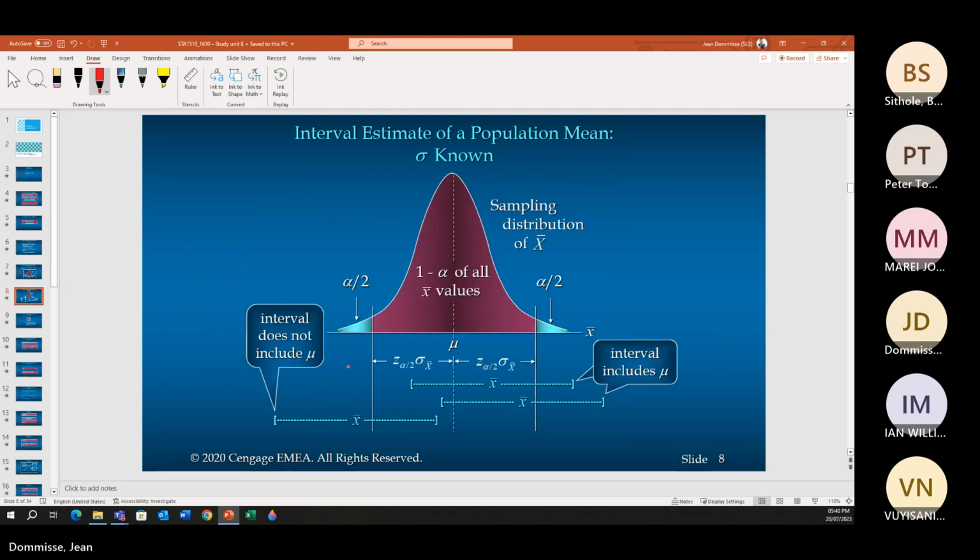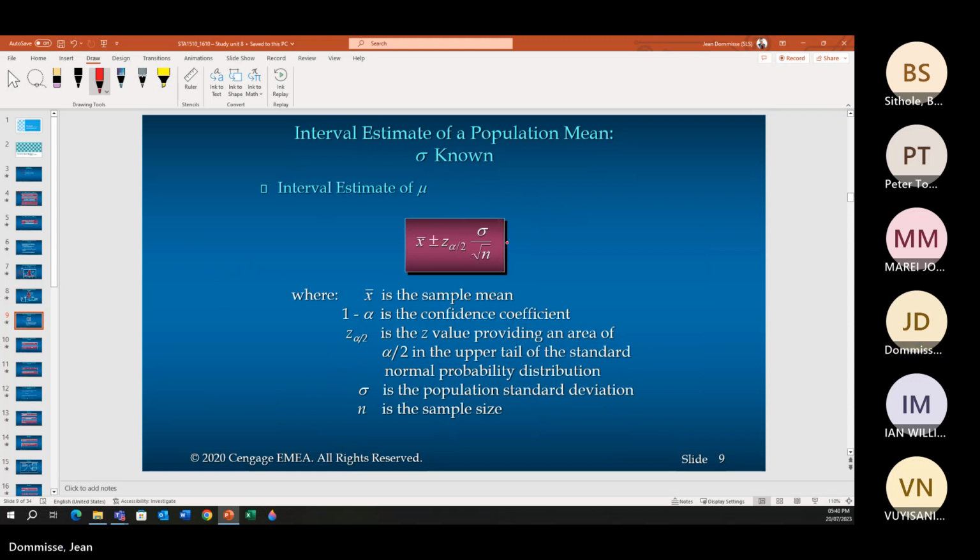Then the other thing is how we look at the formula. So basically, remember again in study unit 7, we looked at the standard error.